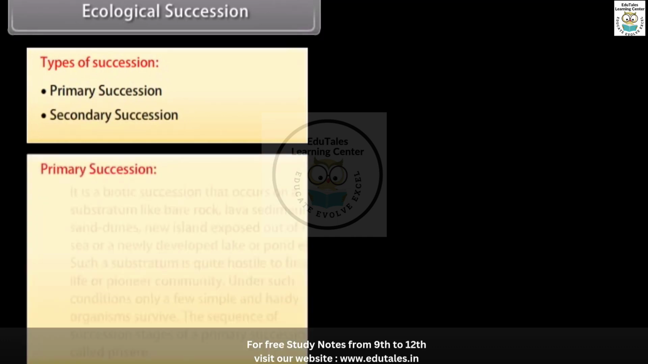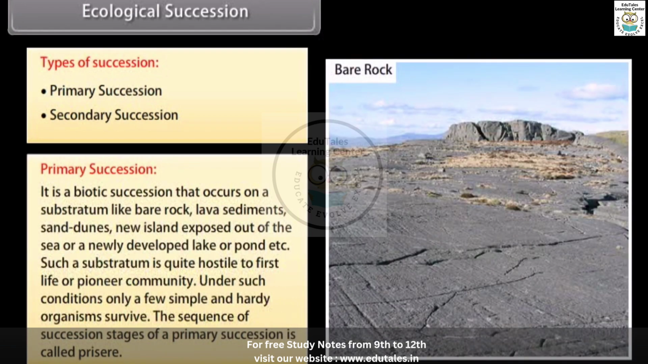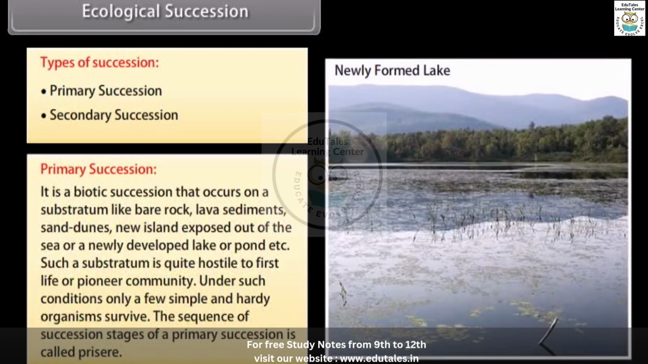Types of succession. There are two types of succession: primary succession and secondary succession. Primary succession. It is a biotic succession that occurs on a substratum like bare rock, lava sediments, sand dunes, new island exposed out of the sea, or a newly developed lake or pond, etc. Such a substratum is quite hostile to first life or prior community. Under such conditions, only a few simple and hardy organisms survive. The sequence of succession stages of a primary succession is called prisere.